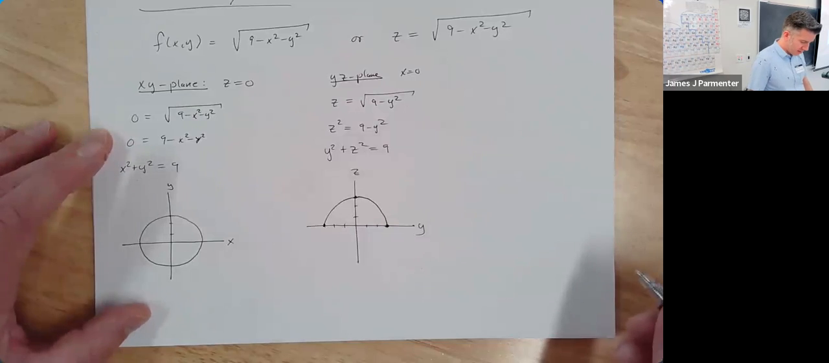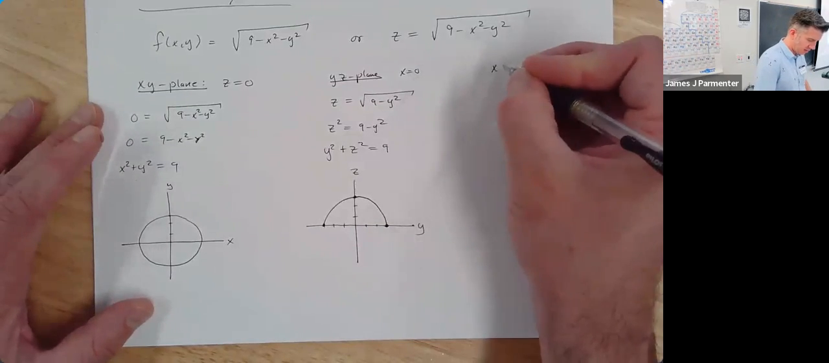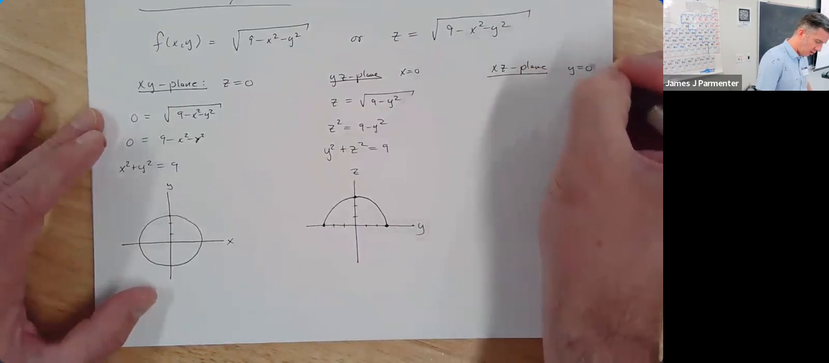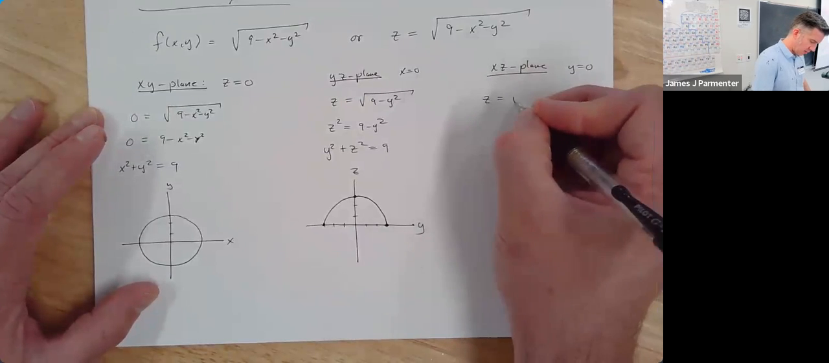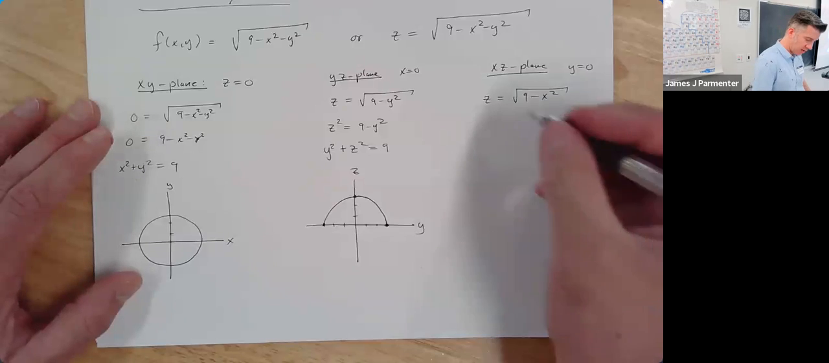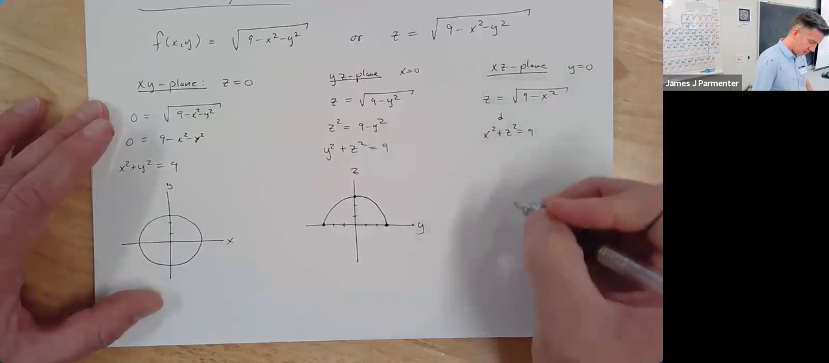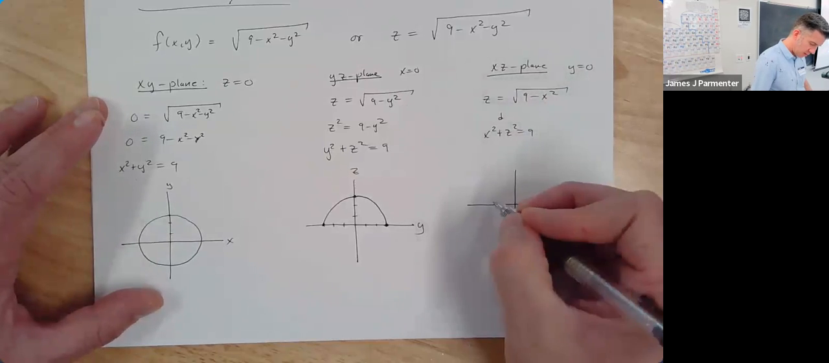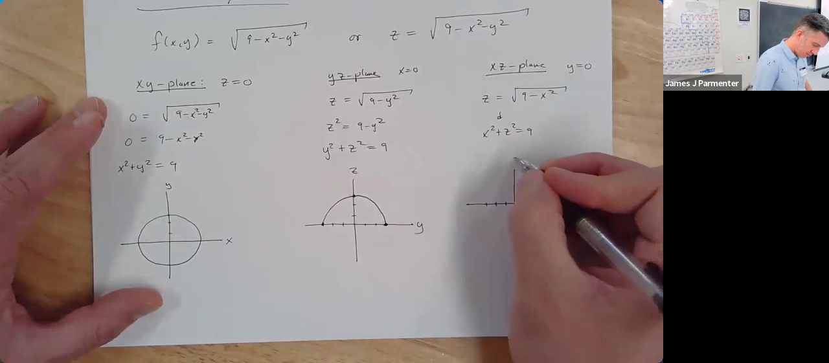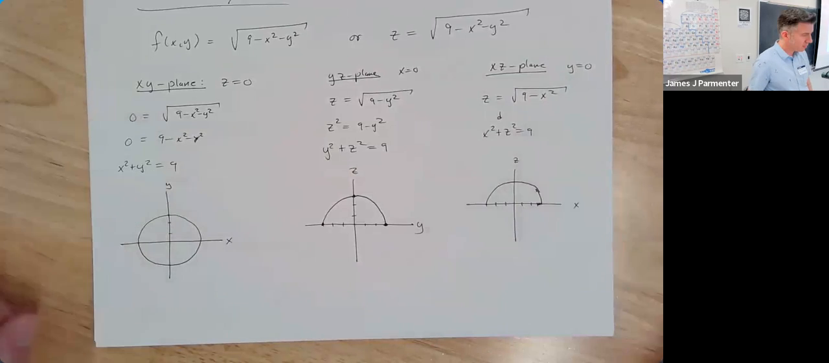Something that often happens here is that the yz trace and the xz trace often look exactly the same, and they are in this case. We set y equal to 0, we're left with z equal to the square root of 9 minus x squared, which results in exactly the same sort of equation. We're going to get x squared plus z squared equal to 9, which is exactly also a semicircle in the xz plane. Let's draw right there.